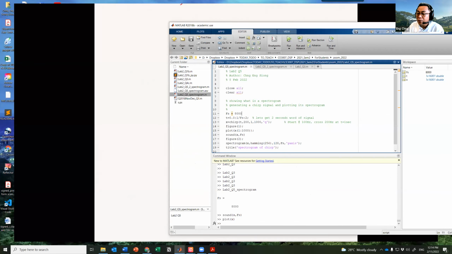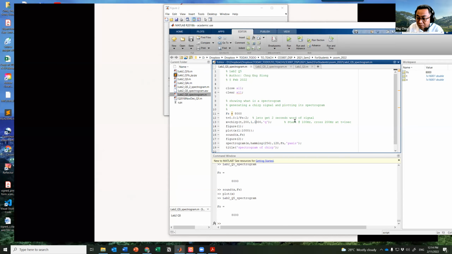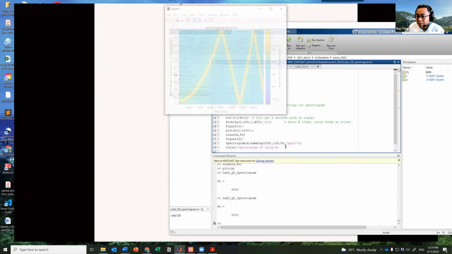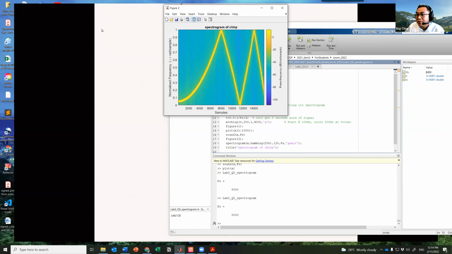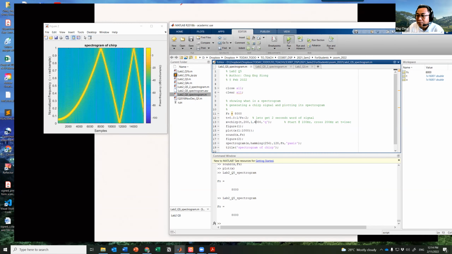So I run it for you again. So it goes from 0 to 16,000 samples as it goes like this. Now I'm going to try to do something else. Maybe I'll try 4,000. Let's see what happens. What happened, guys? It went high and it went low and then went high again and went low again.